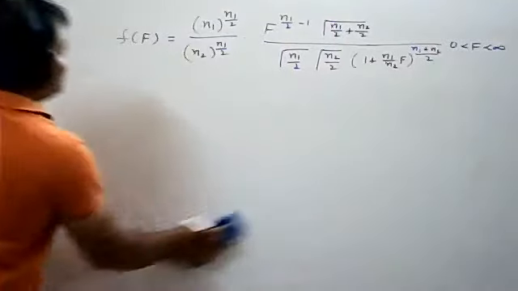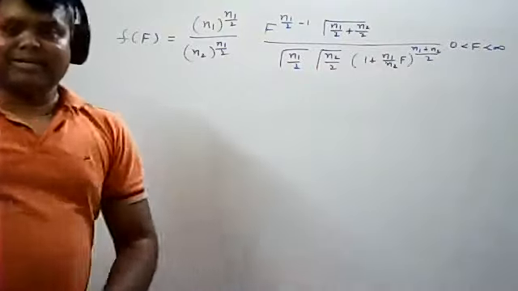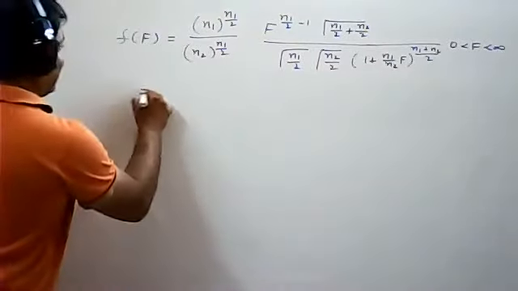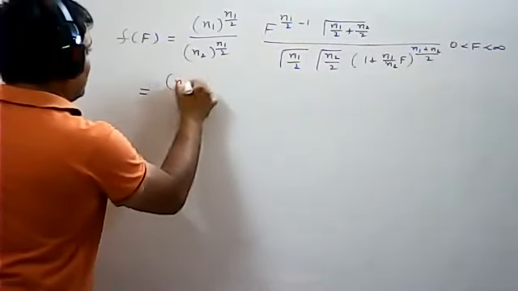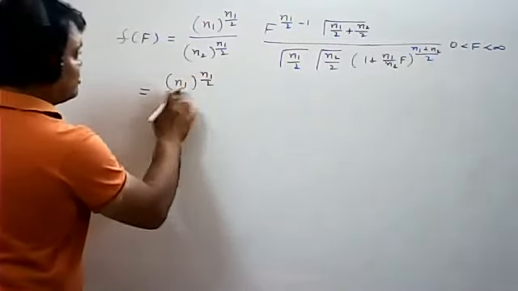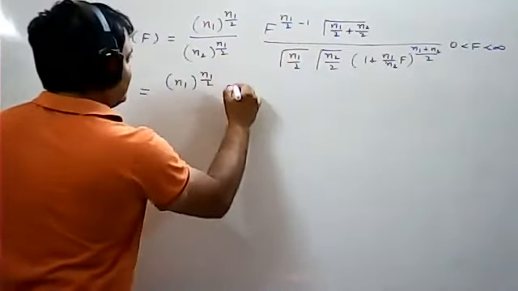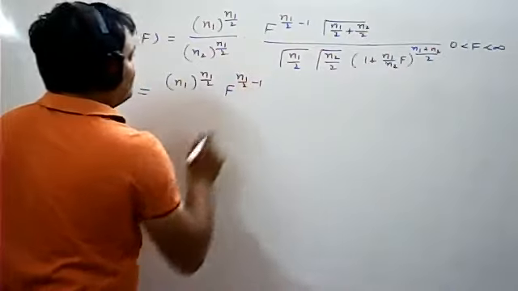0 is less than f is less than infinity. Now I will separate the n1 terms because n2 tends to infinity. First I will write the n1 terms, so n1 whole power n1 by 2. n2 is not there, so you can consider this the constant. Here also n2 is not there. So f power n1 by 2 minus 1.